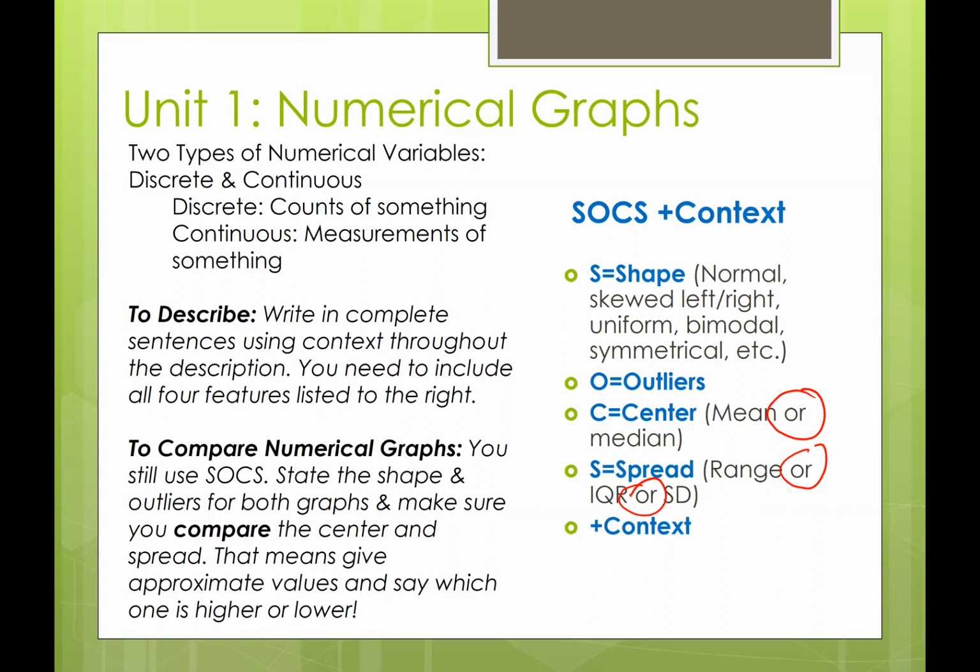The other thing is comparing numerical graphs. You still use socks. You're going to state the shape and outlier for both, but you need to make sure you compare the center and spread. So that means you have to give approximate values and say which one is the highest. It should be obvious that 5 is greater than 3, but you have to explicitly say it in your description.